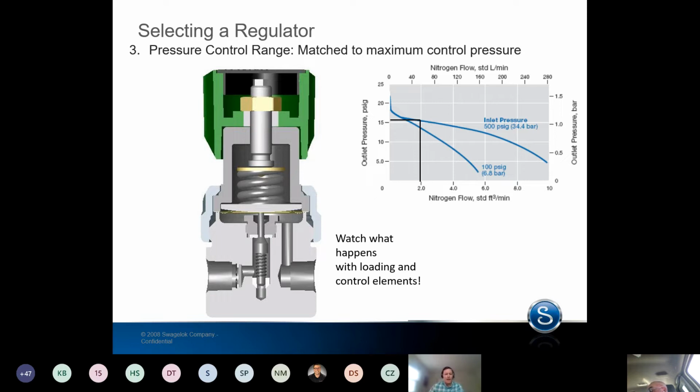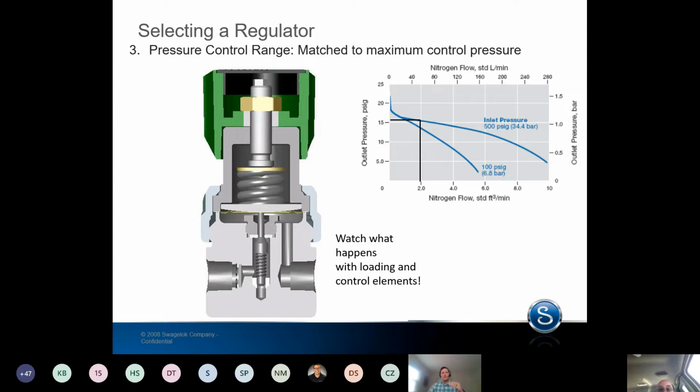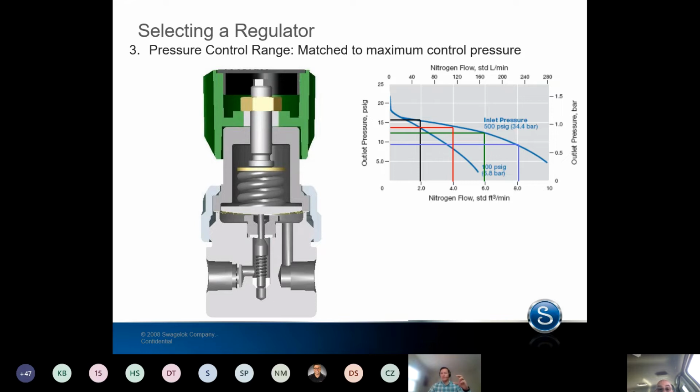as we increase the flow in our sort of imaginary system here, right? So we start at about 2 standard cubic feet per minute, outlet pressure, a hair over 15 psi. As we increase the flow, watch what happens to the control, sensing, and loading elements. So we're going to increase the flow, and of course, the poppet has to open up. So we'll decrease it again here. So the poppet has to open up, which in turn allows that spring to slightly relax, right?